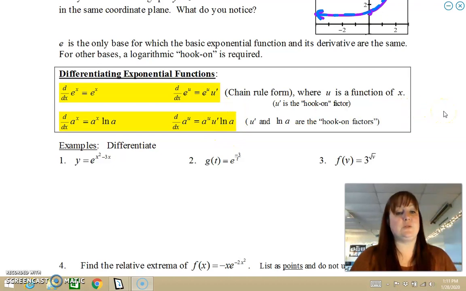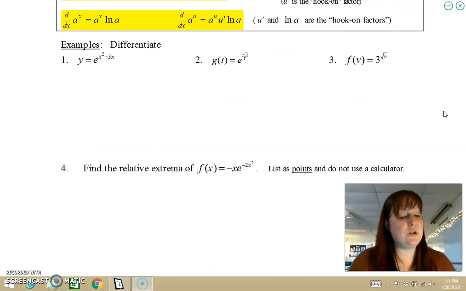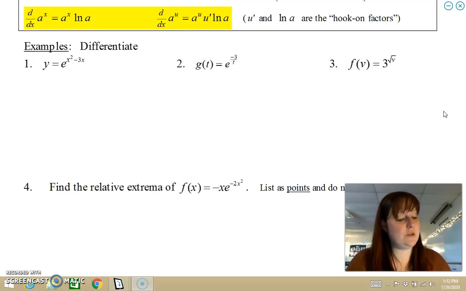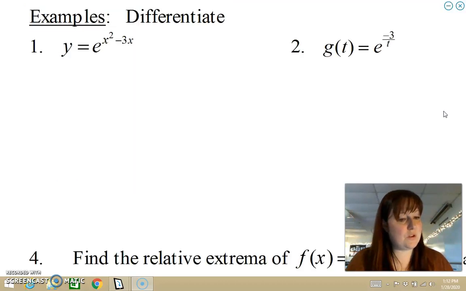So let's see how this actually works in real life, or at least in calculus life. We're going to differentiate the first one. We notice that it's e to the x, so we know the derivative of this. Remember that e to the x squared minus 3x is our outside function, and our inside function is x squared minus 3x. So we're going to use the chain rule.